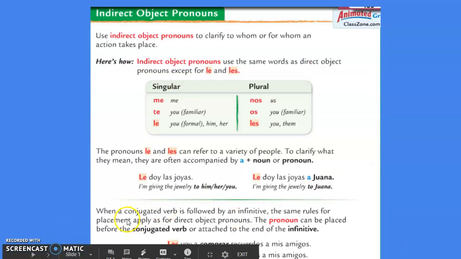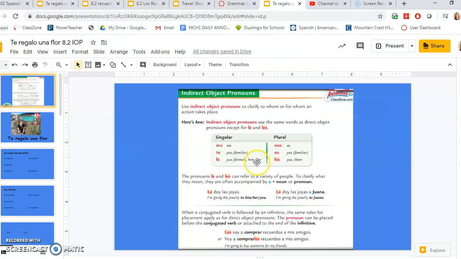So, whoops, one more little thing. When a conjugated verb is followed by an infinitive, you know, an infinitive is a verb that's not conjugated, the same rules for placement apply. So, look down here.